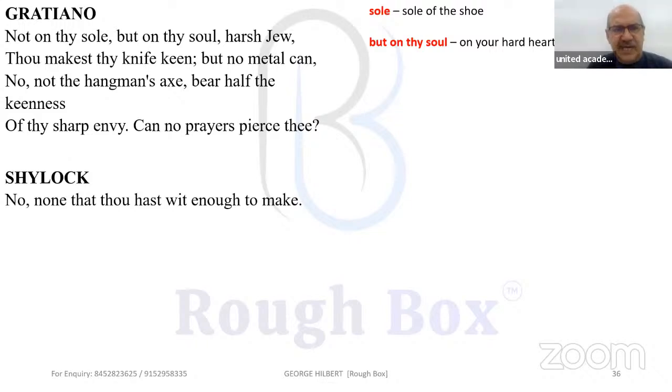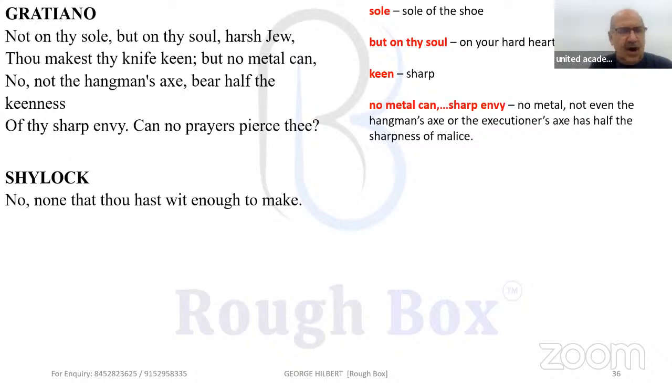thou makest thy knife so keen. But no metal can, no, not even the hangman's axe can bear half the keenness, can bear half the sharpness of your sharp envy, of your envious malice. Can no prayers pierce thee? Can no amount of pleading pierce your hard heart?